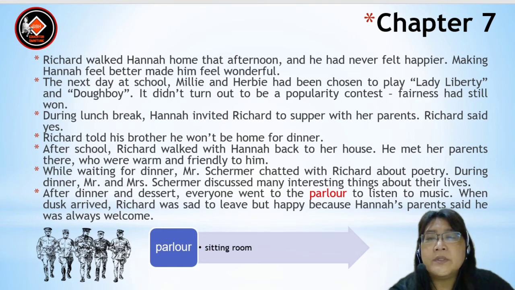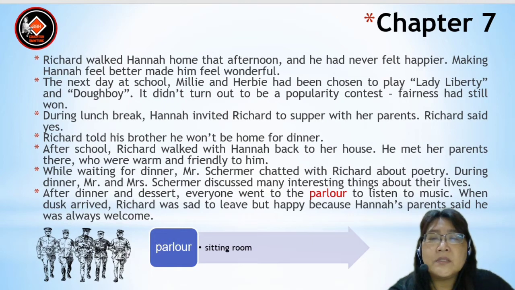During lunch break, Hannah invited Richard to supper with her parents. Richard said yes. Richard told his brother he won't be home for dinner. After school, Richard walked with Hannah back to her house. He met her parents there, who were warm and friendly to him. While waiting for dinner, Mr. Schirmer chatted with Richard about poetry.